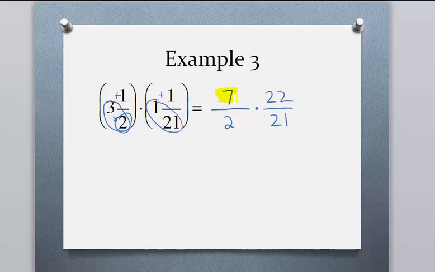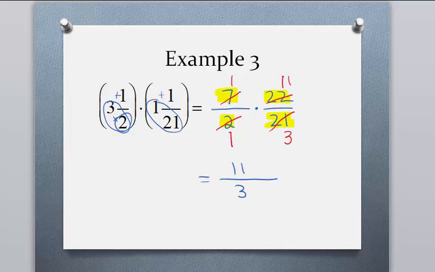I notice that the 7 and the 21 can be simplified. 7 will divide into both of those. 7 goes into 7 one time, and 7 goes into 21 3 times. And then also, the 2 and the 22 have a 2 in common. So I'm going to take those and divide those by 2. So 2 goes into 2 one time, 2 divides into 22 11 times, and now I'm going to multiply across with smaller numbers. 1 times 11 is 11, and 1 times 3 is 3.